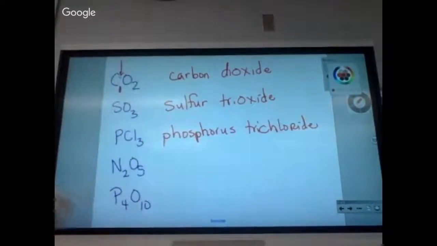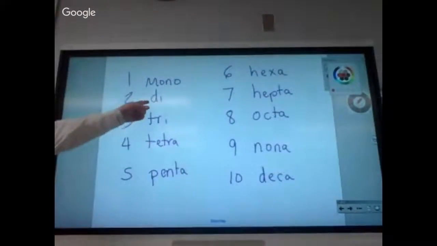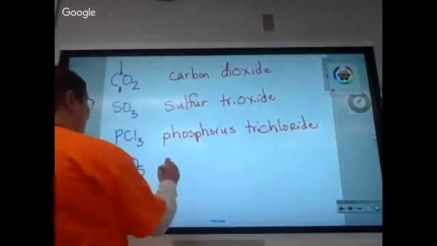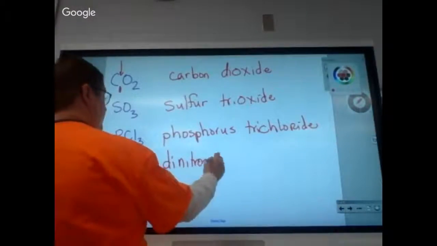All right, so the last two, we have some numbers on the first element. So we need to put a prefix on the first element. So how many N's? Two. So we put what on it? Not bi, di. Okay, that's why we did the prefixes. It's di. Fix that in your notes. Okay, di, nitrogen.